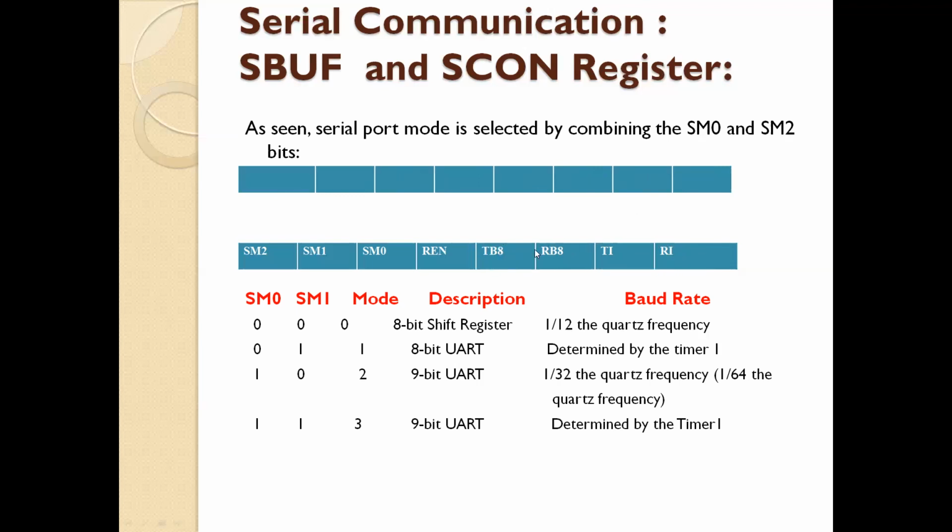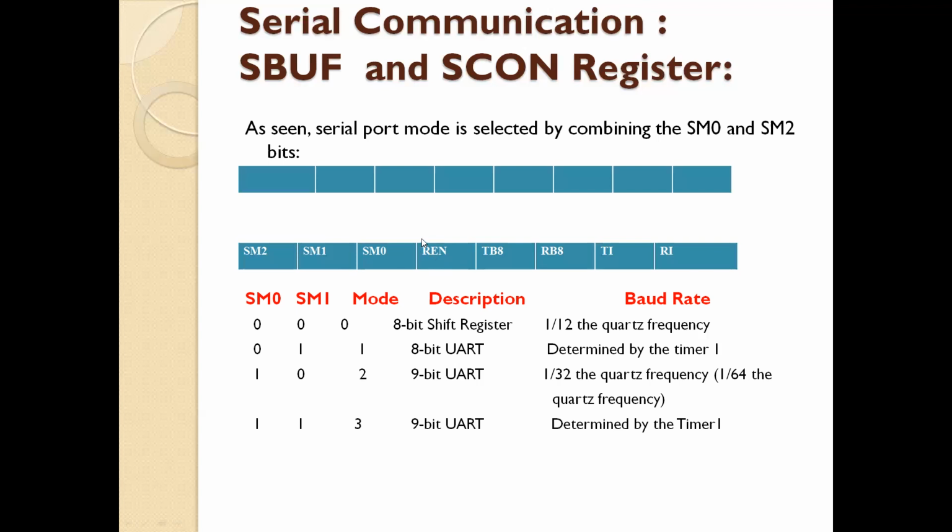Then what are TB8 and RB8? In mode 2 and mode 3, we are saying that 9 bits are transferred. That ninth bit is TB8 and RB8. If you are receiving data, the received data is SBUF plus this RB8. If you are sending data, the data you are sending is SBUF plus this 9th bit, TB8. And REN, receive enable. Transmission means you are sending; if your processor has to receive, this REN bit has to be enabled.